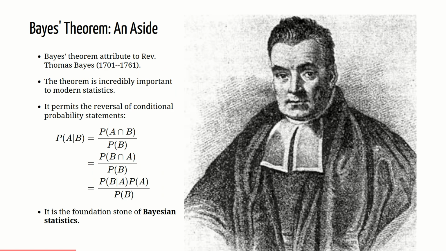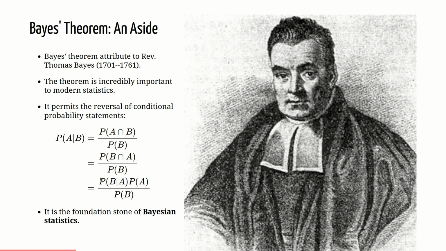So where does Bayes' theorem come from? Well, it's been around for a long time. It's attributed to Reverend Thomas Bayes, who's this fella here, but it was developed in parallel by others. And it's really the foundation of one of the most important branches of modern statistics, which is Bayesian statistics. And it's all based on Bayes' theorem. And this is how Bayes' theorem works.